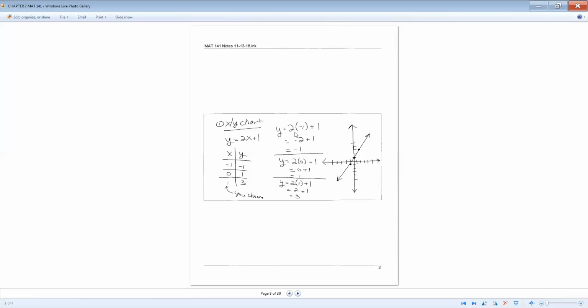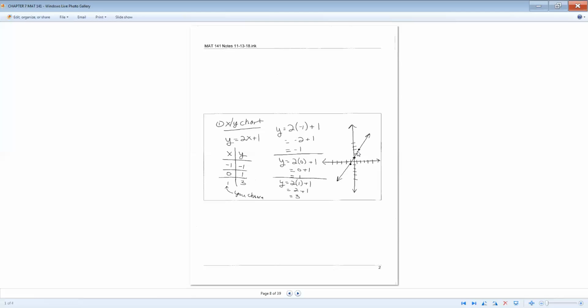Plug in negative 1, calculate, you actually get negative 1 as well. Plug in 0, when you do your calculation, you get positive 1. Plugging in positive 1, you get positive 3. So when x is negative 1, y is negative 1. When x is 0, y is 1. When x is 1, y is 3. Plot those points, and this is your straight line.